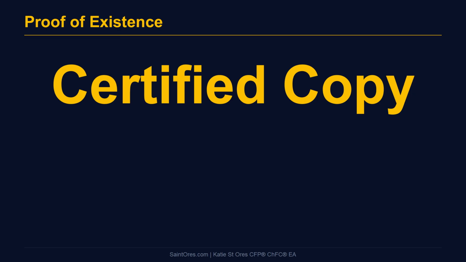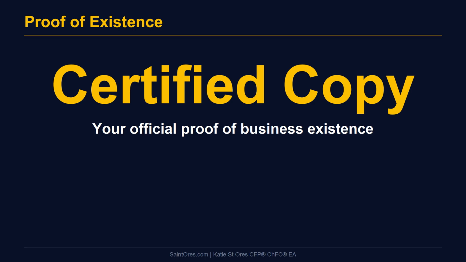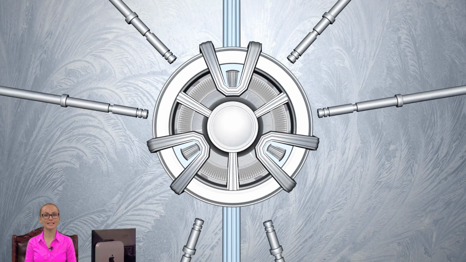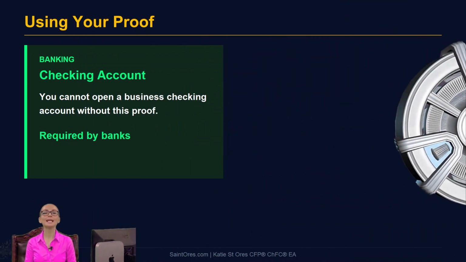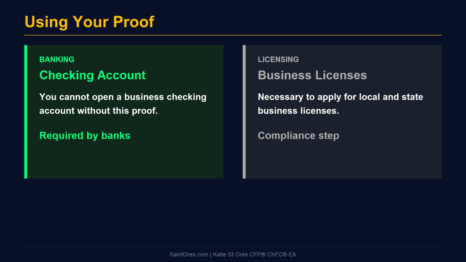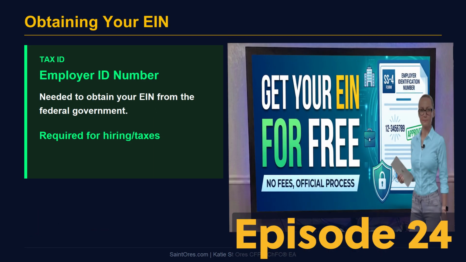This certified document is your official proof of business existence. You will need this proof to accomplish several other essential startup tasks. For instance, you cannot open a business checking account or apply for business licenses without it. You will also need it to obtain your employer identification number from the federal government.